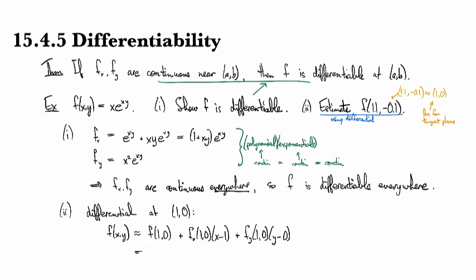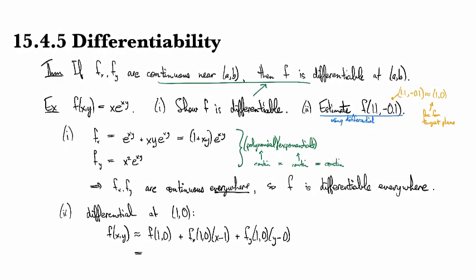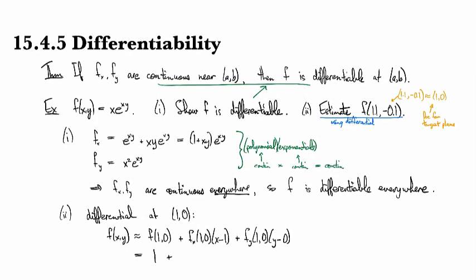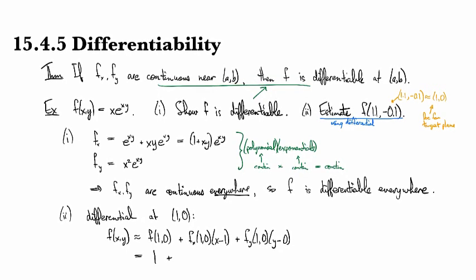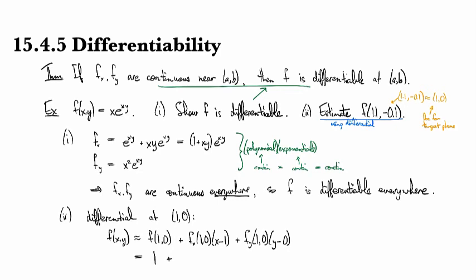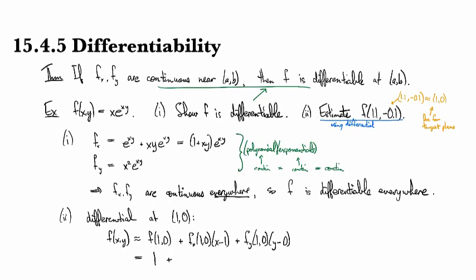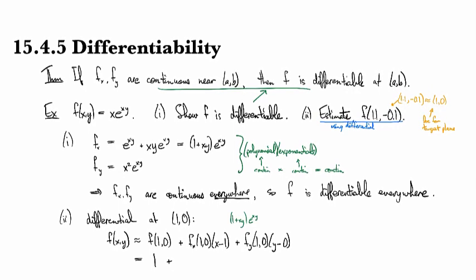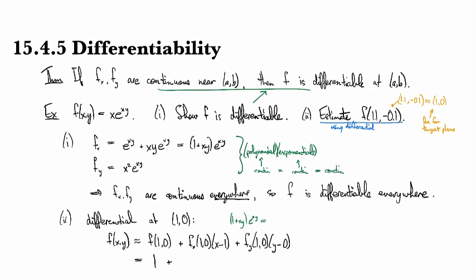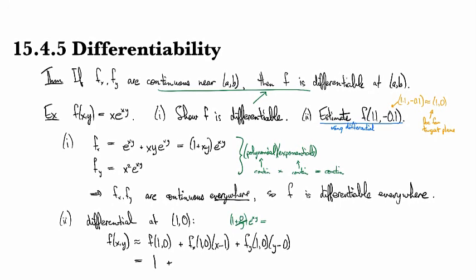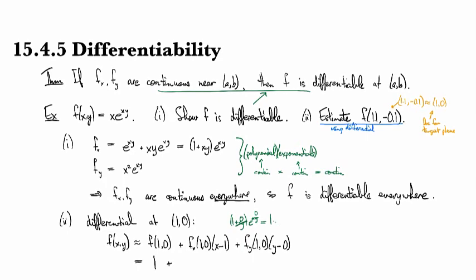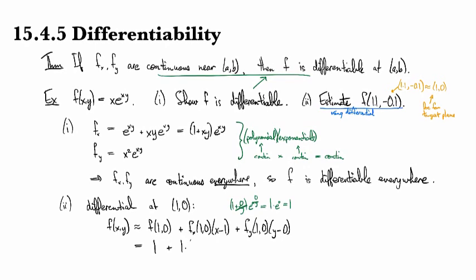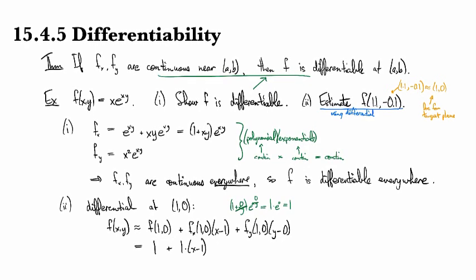And then this is, let's see. If we evaluate f at 1, 0, then we've got 1 times e to the 0, which is just 1. And then we have the x derivative, which we found in the previous step. If we evaluate (1 plus xy) e to the xy at this location, what's going to happen? The xy is going to be equal to 0, so we have 1 times e to the 0, which is 1. So we get 1 times (x minus 1).